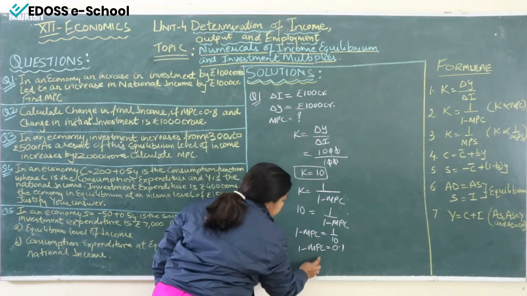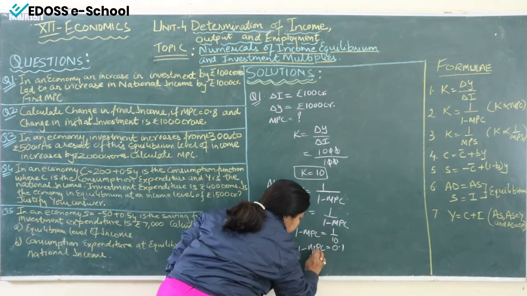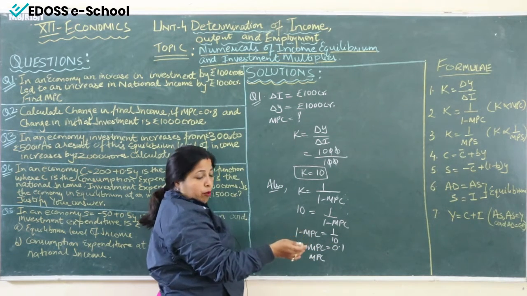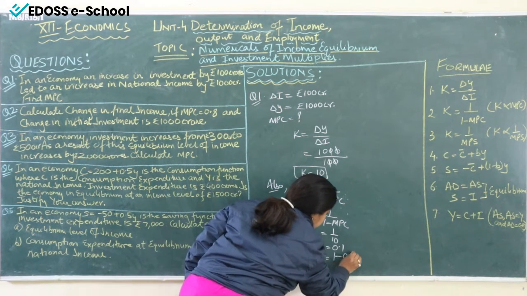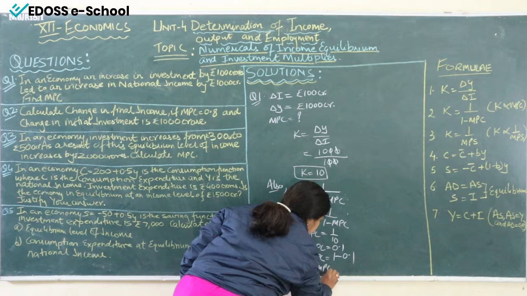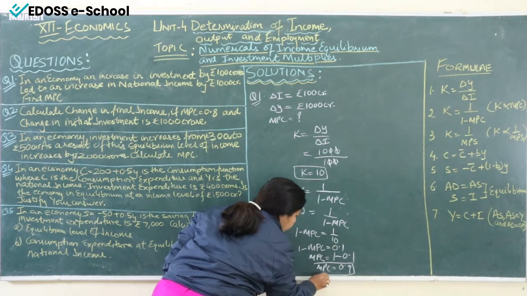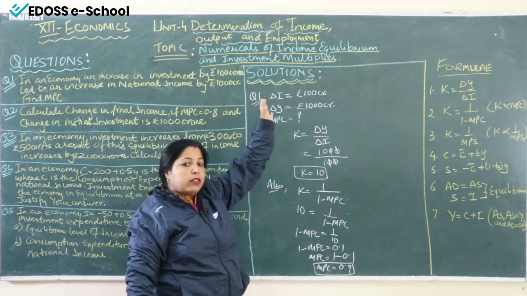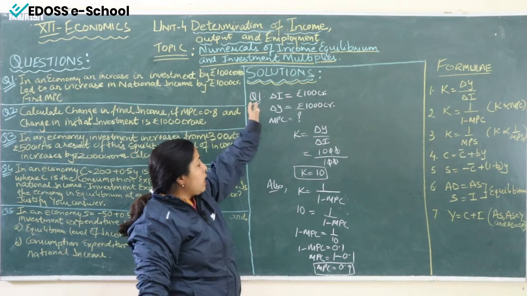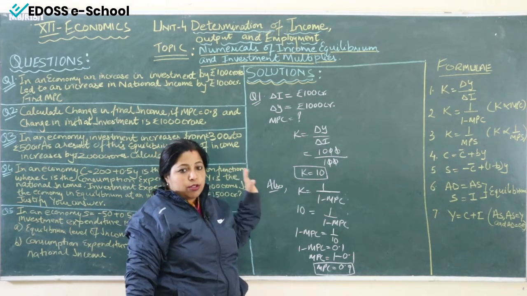So, to calculate MPC, what will happen? This will come this side, this MPC will go that side, it becomes positive and 0.1 will become negative. So, 1 minus 0.1, and MPC is 0.9. So, this is how we have calculated MPC when we have got the values of delta I and delta y. I hope you have understood.